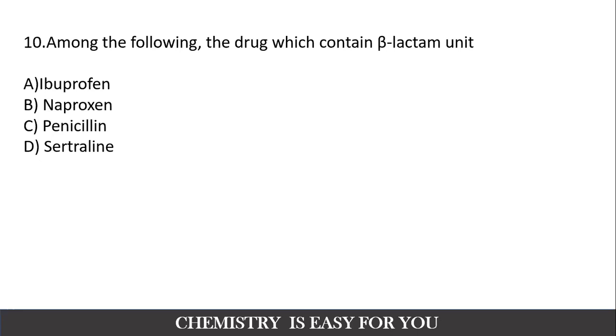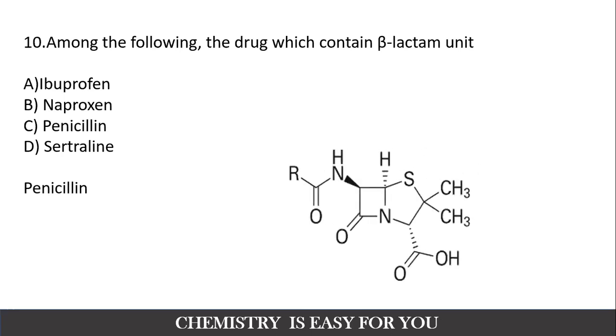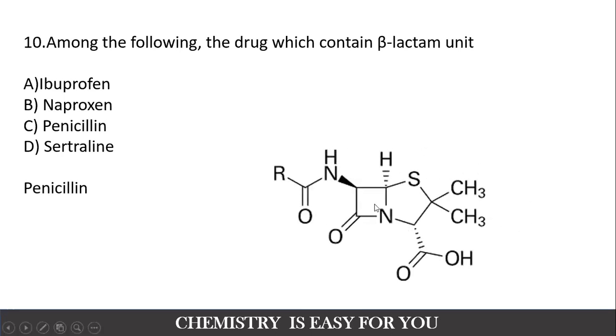So the answer to this question is penicillin. Let's see the structure of penicillin. The structure of penicillin is this, and this particular unit here, a 4-membered ring with a double bond to O, is actually called the beta-lactam unit. And so the answer for the drug which contains a beta-lactam unit is penicillin. Please keep this structure in mind so that it will be helpful for you later on.